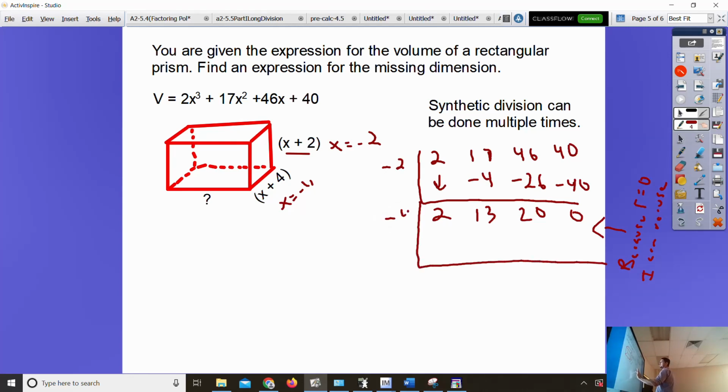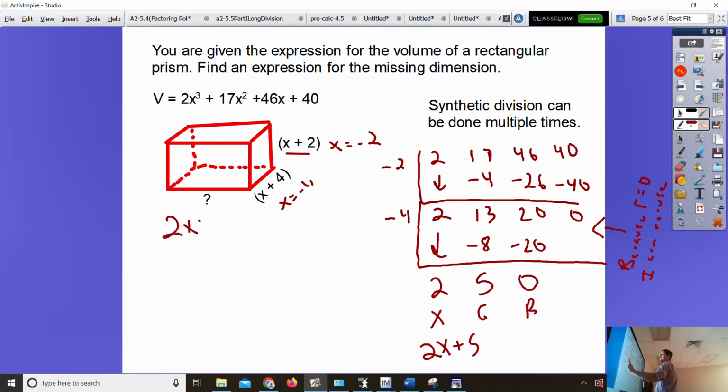Now I'm going to pull out the -4. I drop, I multiply, I add, I multiply, and bam, remainder. Remainder, constant, x. The final factor is 2x plus 5.